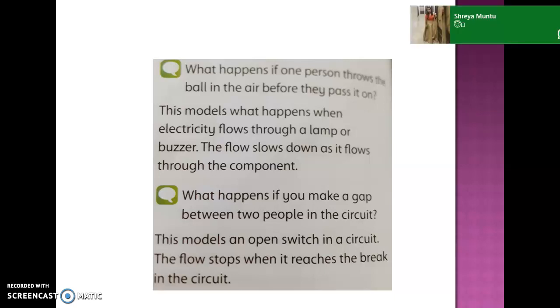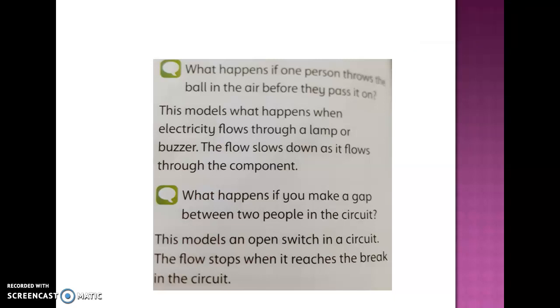And the last one is what happens if you make a gap between 2 people in the circuit. As we saw in the second picture, if there's a gap between 2 people in the circuit, it shows an open switch in a circuit. And when there is an open switch in a circuit, the flow stops when it reaches the break in the circuit.